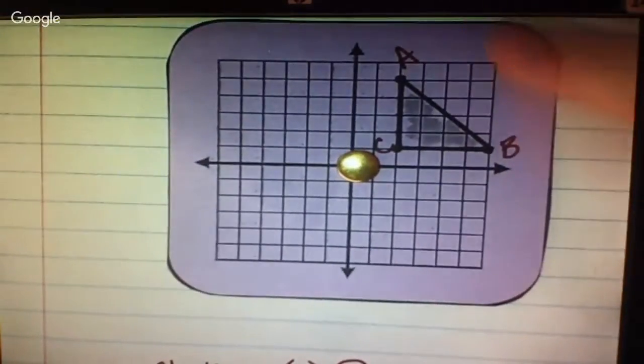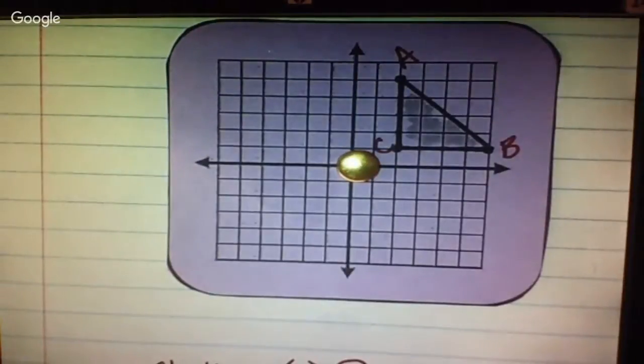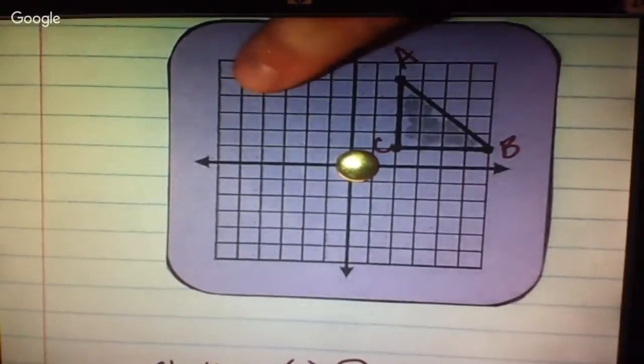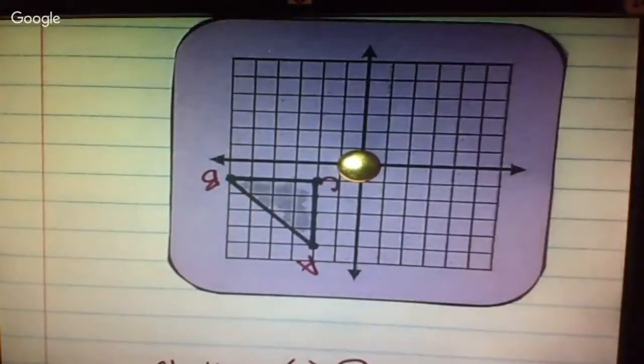Now I want to go 180. So how many quadrants do I need to move? 2. Does it matter if I go 1, 2, or 1, 2? No. Normally when you see 180, they don't tell you clockwise or counterclockwise, because either way you go, you end up in the same spot. So normally you'll just see 180.